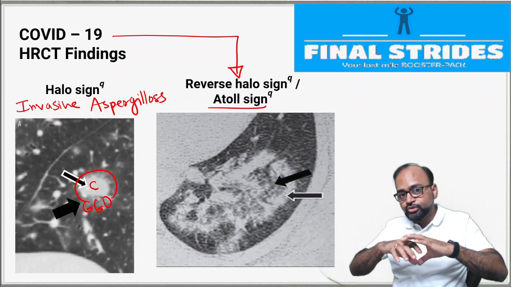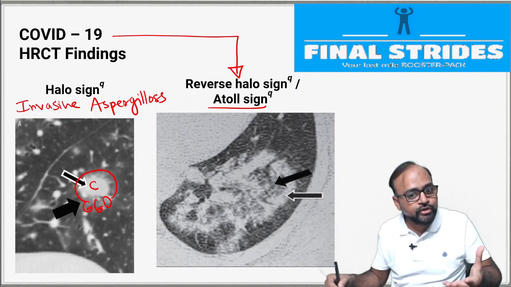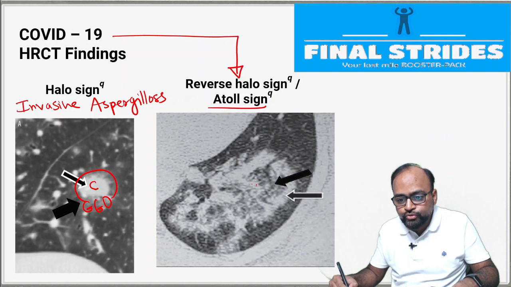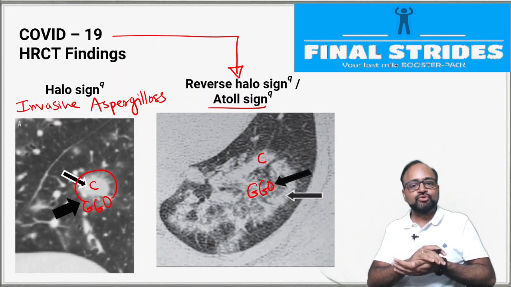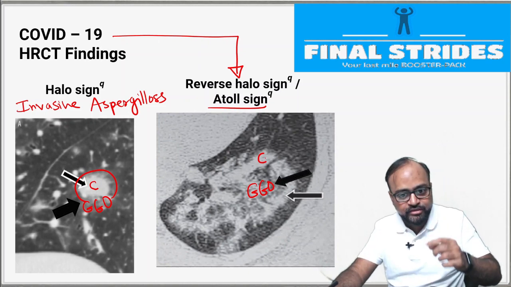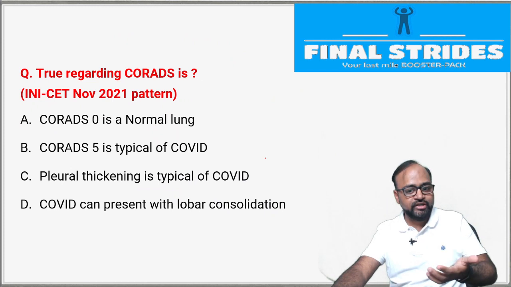So invasive fungal pneumonia or aspergillosis, a central consolidation surrounded by a halo of ground glass is called halo sign. You see a reverse of that, it is called reverse halo sign or atoll sign in COVID infection. So you see a central area of ground glass opacity with a peripheral thick rim of consolidation around it. This is what is called as reverse halo sign or atoll sign seen in COVID. It is also seen in cryptogenic organizing pneumonia.